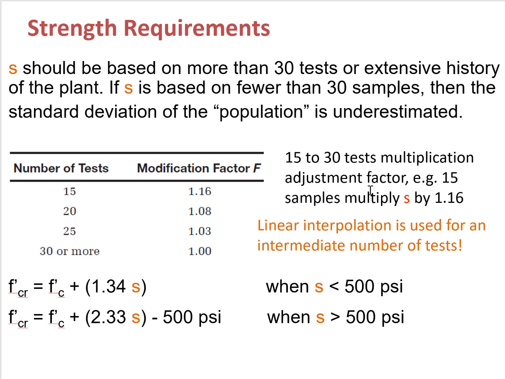So after S is multiplied by the modification factor, then you compare S with 500 psi. If it's smaller than 500 psi, we use this formula to calculate the required average compressive strength. If it's larger than 500 psi, we use this formula to calculate the required average compressive strength.